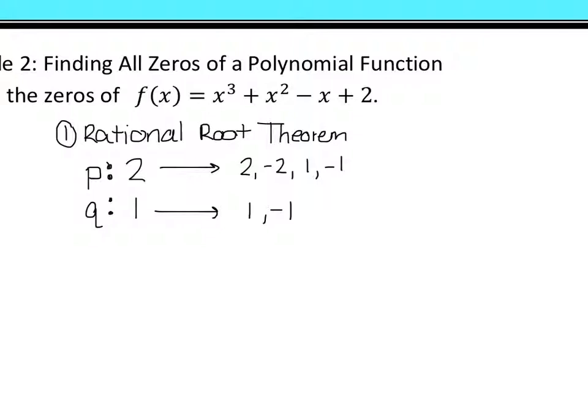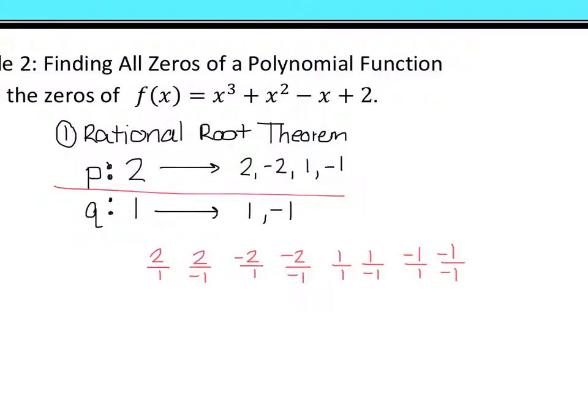Okay, so if we're going to make fractions out of those, remember P goes on top, Q goes on bottom. So we can have 2 over 1 and 2 over negative 1. We can have negative 2 over 1, negative 2 over negative 1, 1 over 1, 1 over negative 1, negative 1 over 1, negative 1 over negative 1. So I get 2, negative 2, that repeats, 1 and negative 1, those repeat.